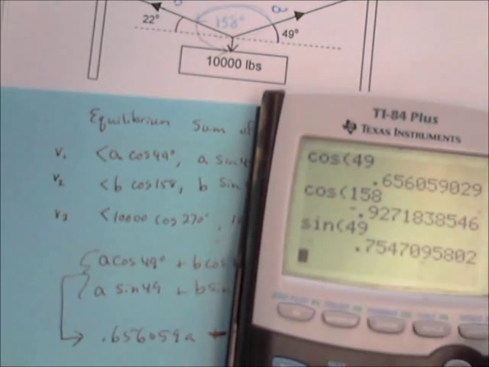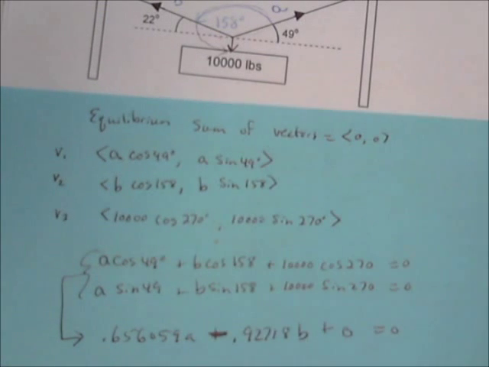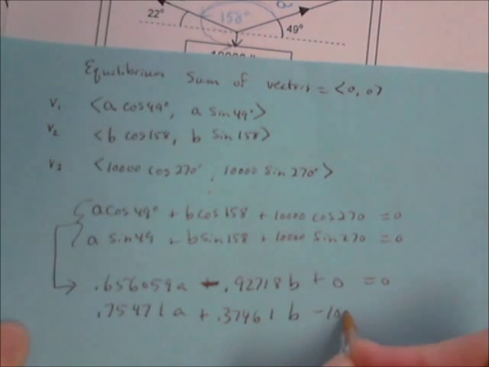And down here, we'll do the sine of 49, which is 0.75471 A, and the sine of 158 is 0.37461 B, and I know the sine of 270 is -1, so this is minus 10,000 is equal to 0.